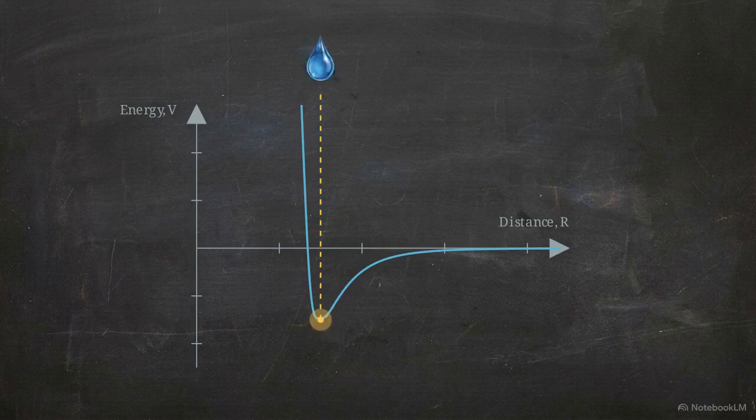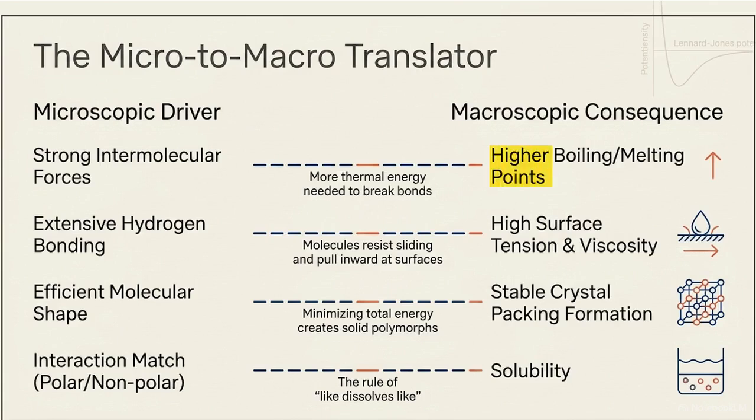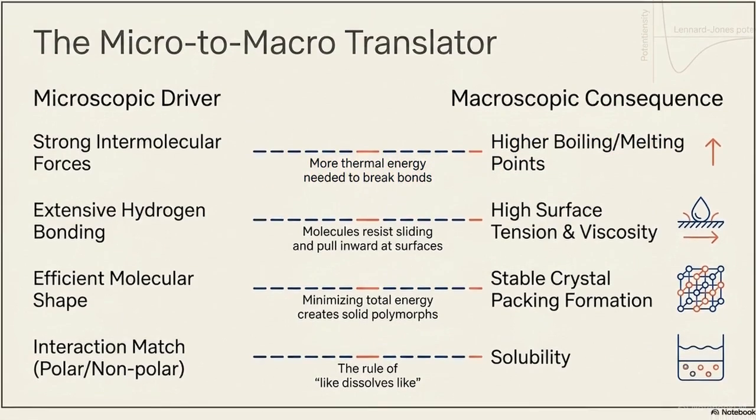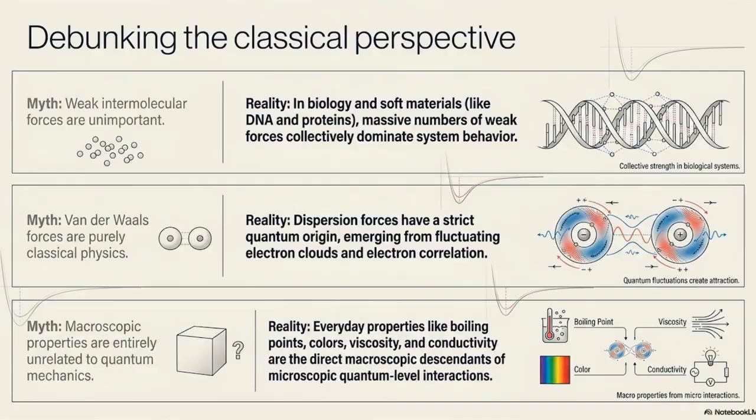Look at the top row. A deep energy minimum translates directly to a high boiling point. Immense thermal energy is required to escape that well. Dropping down, extensive hydrogen bonding manifests as intense surface tension and fluid viscosity, resisting sliding. This bottom panel addresses a common misconception. Everyday macroscopic behaviors in biology and materials are direct descendants of quantum-level interactions.